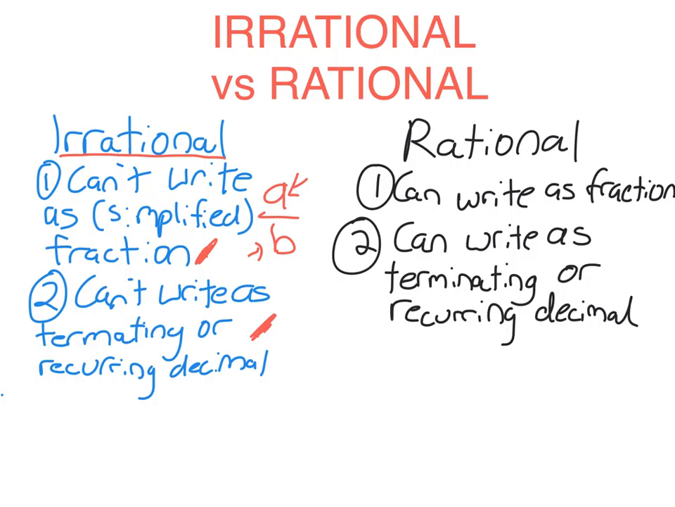All numbers are either irrational or rational. So rational numbers involve the vast majority of numbers that you've come across, numbers that you can write as a fraction or as a terminating or recurring decimal. So I'll go through some examples to hopefully elucidate this a bit. Let's look at some rational numbers first.